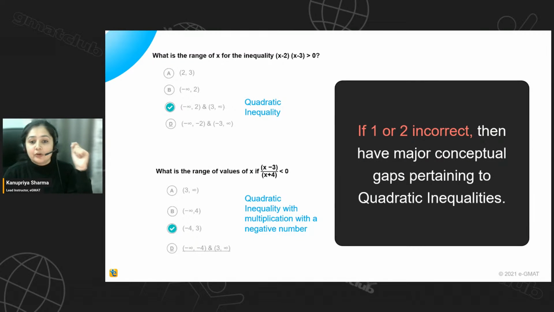Meanwhile, for question number four, the correct answer is choice C. This question is based on quadratic inequality. And for question number five, the correct answer is choice C again, which is based on quadratic inequality, and it combines this concept of multiplication with a negative number. So if you faltered anywhere here, it means these concepts related to quadratic inequality are not clear to you, and you need to go back and revise these concepts.